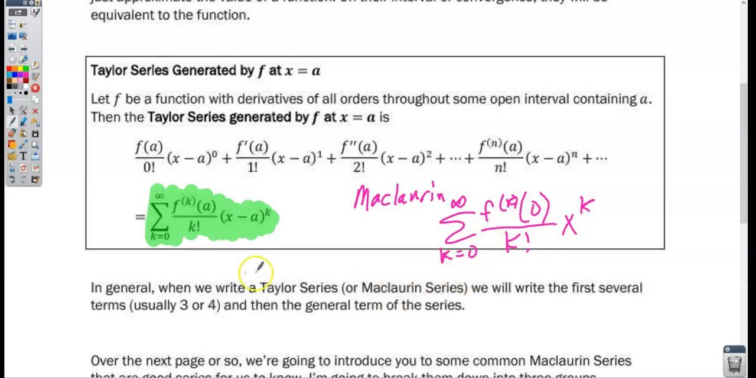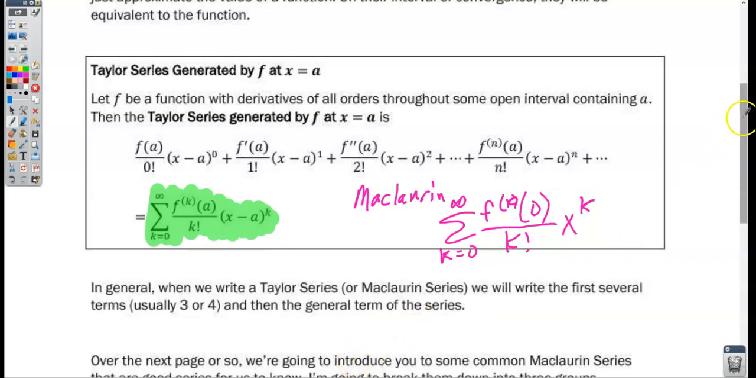In general, if we're trying to represent these series, we're going to write the first several terms, usually 3 or 4. On your AP exam, they'll usually say, write the first 3 terms and the general term. But mainly when we're writing these series, we want to write the first 3 terms and the general term, unless they ask us for something different.